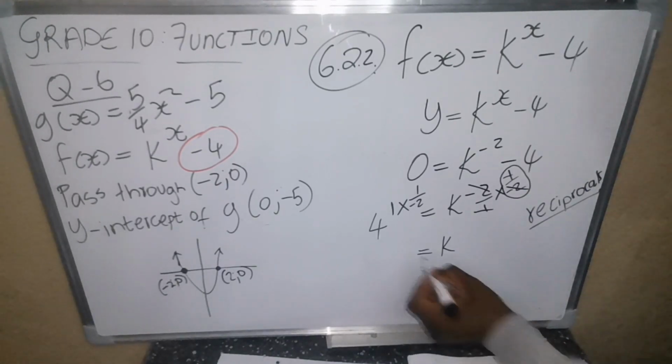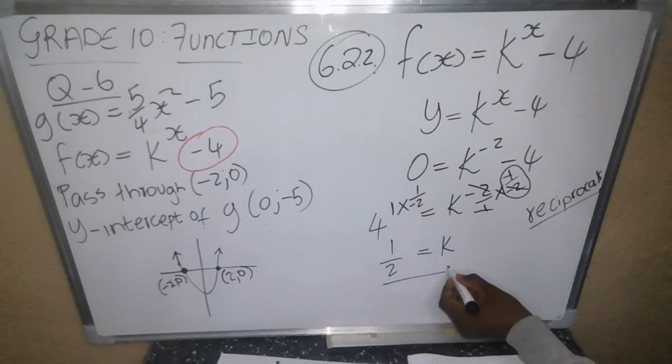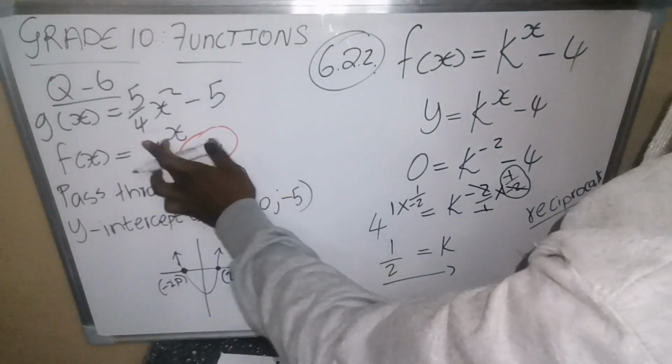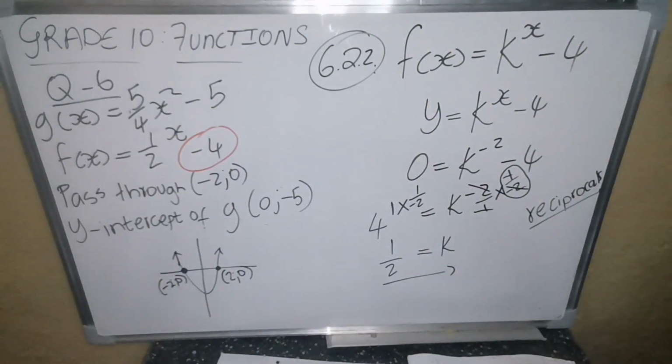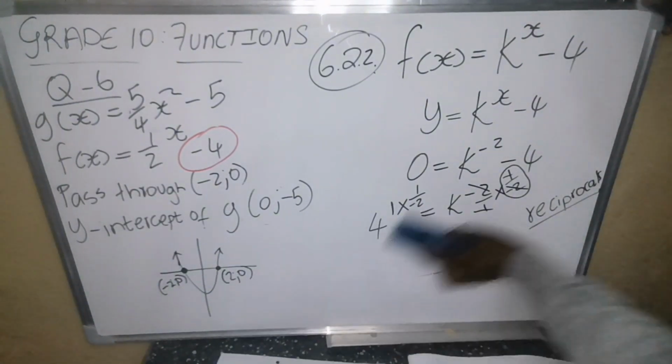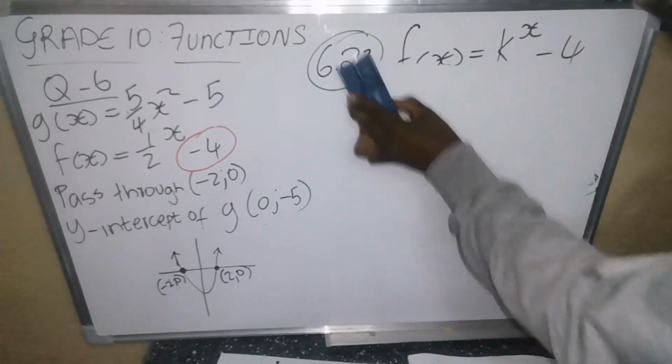Our answer is going to be 1 over 2, which means the value of k is equal to 1 over 2. That's the value of k, 1 over 2, guys. That's how you simplify it properly. I hope you're clear on that one.